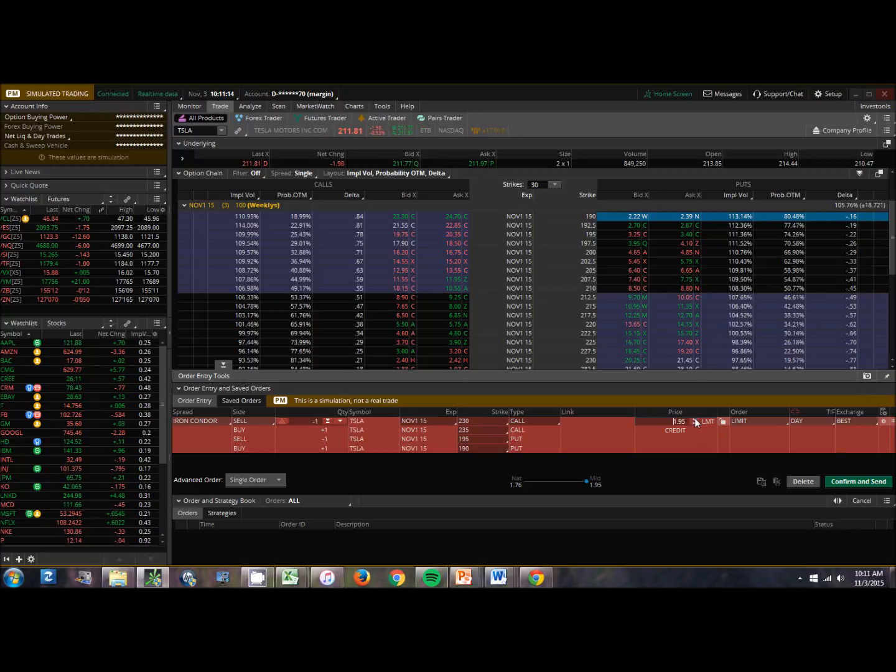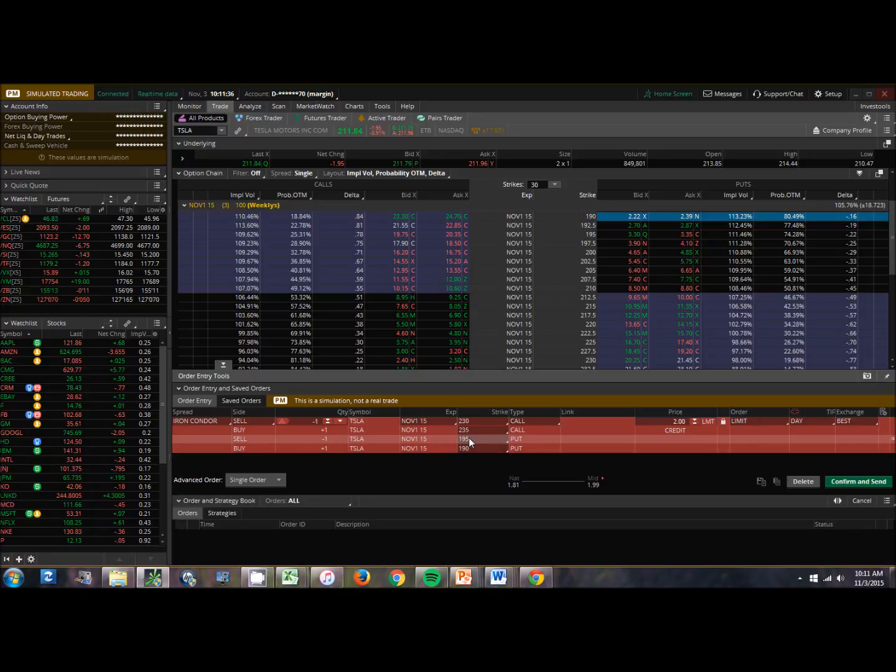I'm going to lock this in at $2 just so that it's not constantly floating as I'm trying to talk through what's going on. So my break-even points are going to be 230 plus $2 or 232 on the upside, 195 minus $2 or 193 on the downside. So only one of those break-evens can possibly be challenged at one time.